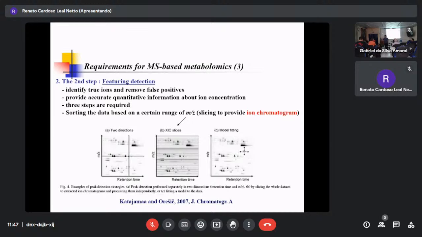We measure the same sample several times. If it's a ghost signal, then it will be removed. This is one of the ways to remove it and keep the real signal. But there are hundreds of methods to select which signal is real from the features. This is very important.